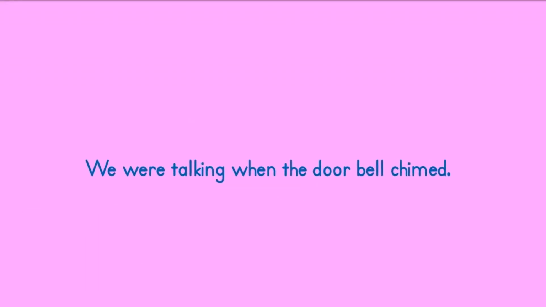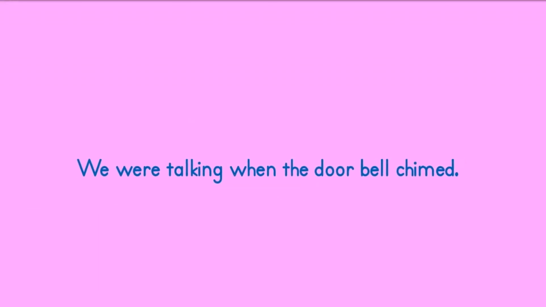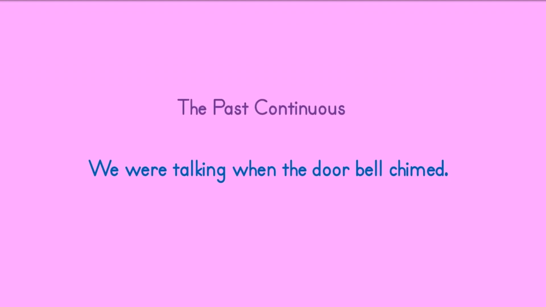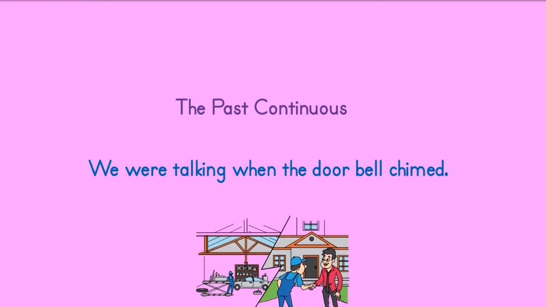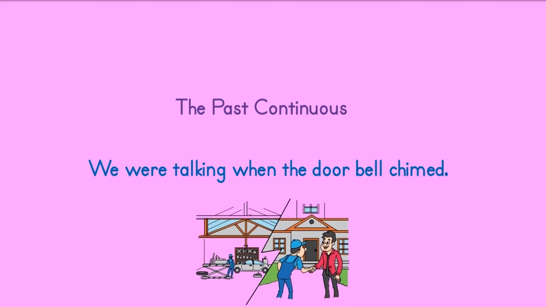The past continuous is used to emphasize a continuous action that occurred in the past. We generally use it with the past simple to show an interruption. In the sentence, "We were talking when the doorbell chimed," "we were talking" is the longer past action, and it's interrupted by the doorbell chiming, which is the shorter past action.